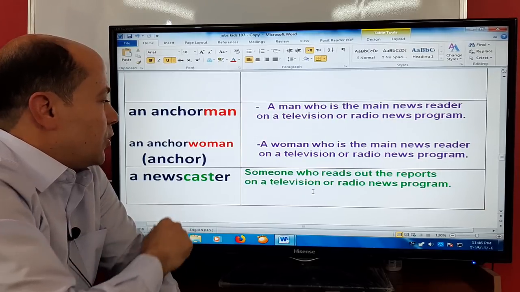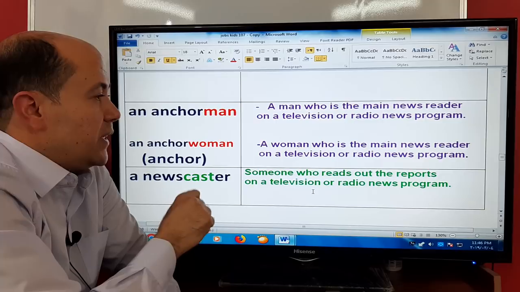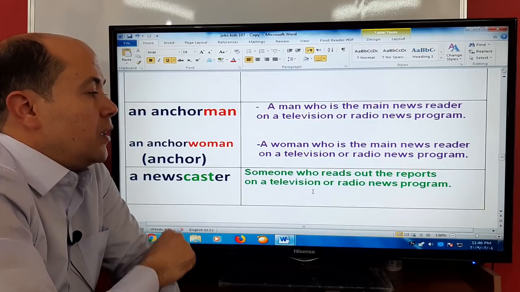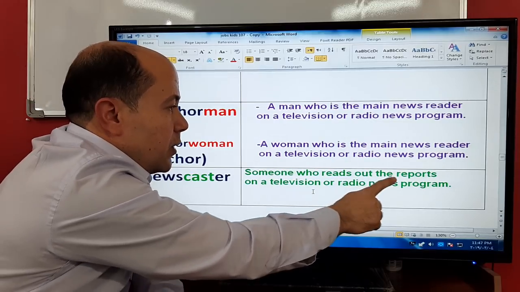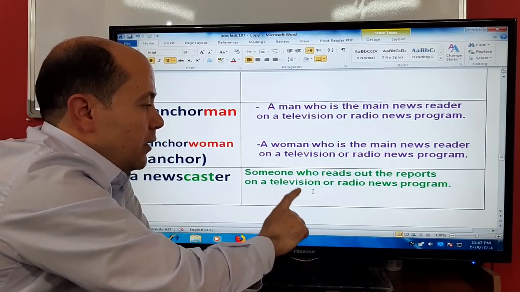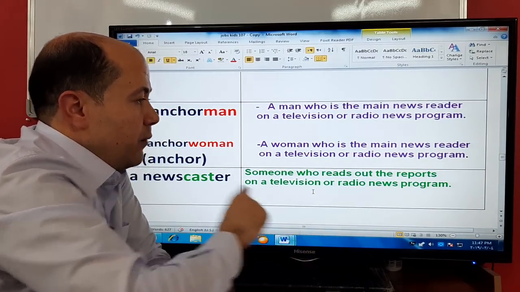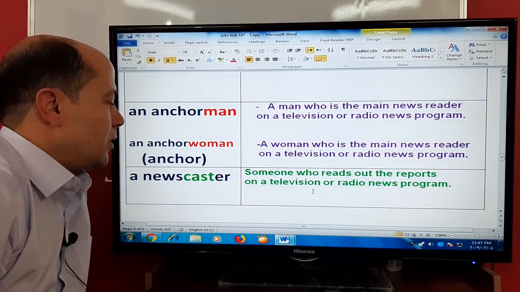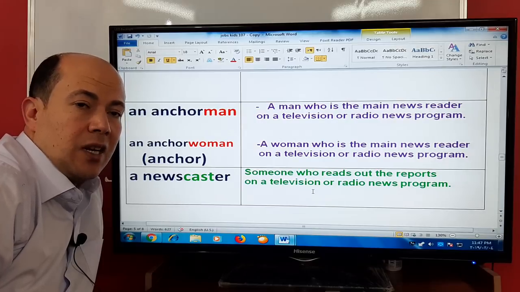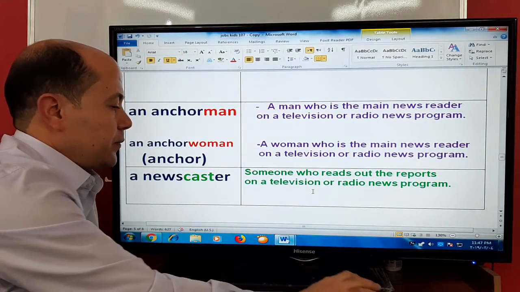A newscaster. برضو نفس الوضع. Someone who reads out the reports on a television or radio news program. الشخص اللي بيقرأ التقارير في برنامج الأخبار في التلفزيون أو الراديو. Newscaster, British newscaster, American newscaster.